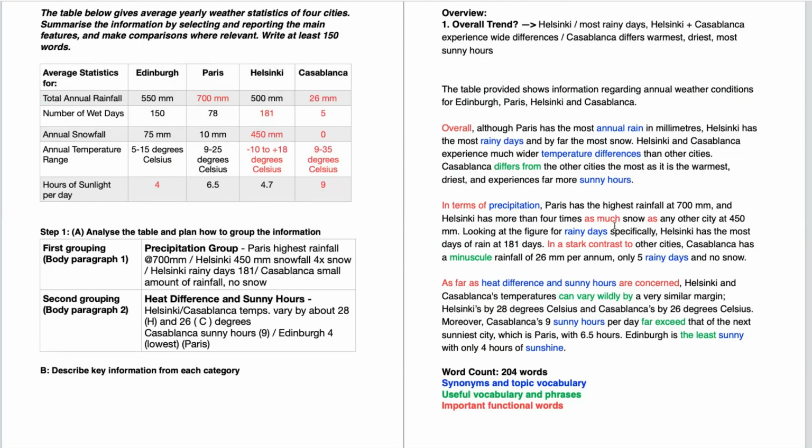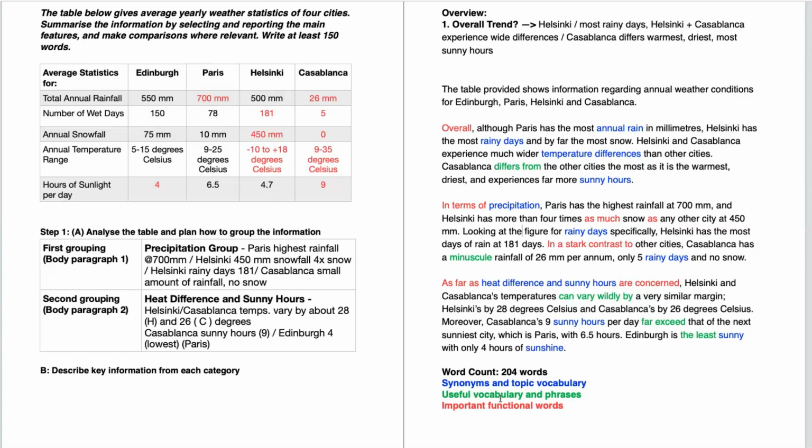Then we had, again, rainy days, heat difference, and sunny hours, which was our second grouping. This was also important to see because sunlight gives us the idea for sunny hours, and we saw the difference in heat. And then again, we have sunny hours and sunny and sunshine. So it's very important to know the noun versus the adjective. So the noun sunshine versus the adjective sunny, for example.